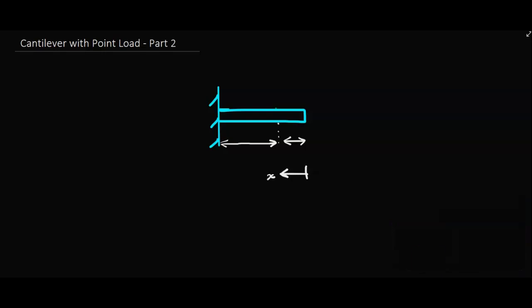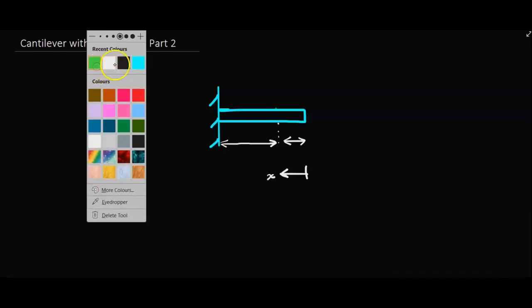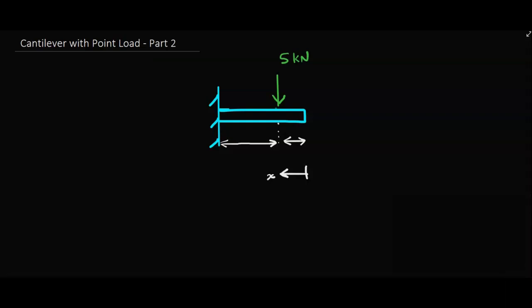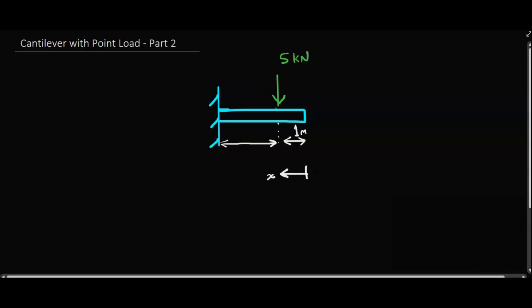introducing a point load to this cantilever beam here, and we're going to have a load pointing vertically down. This is going to be 5 kilonewtons, and the dimensions of the beam are going to be, well, we're going to have this as 1 meter here, and we'll have this as being 2 meters. So the total length of the beam is 3 meters.